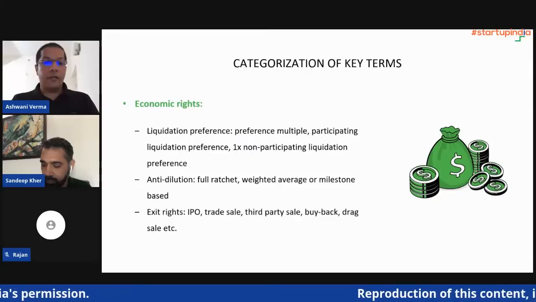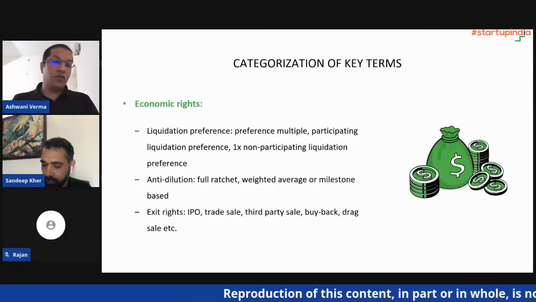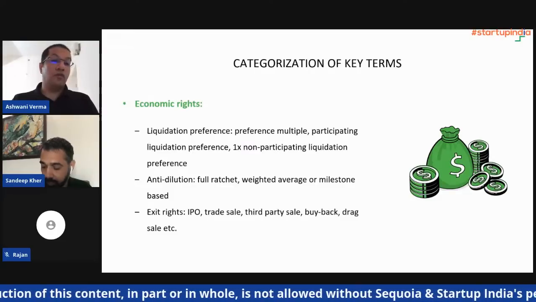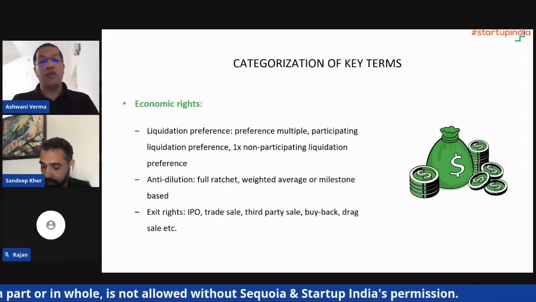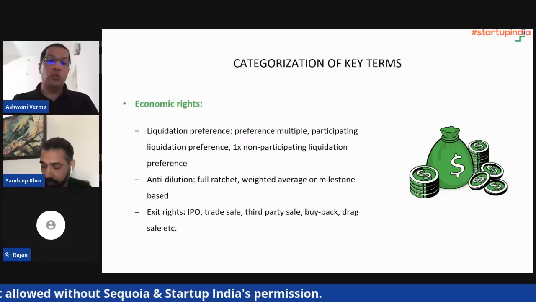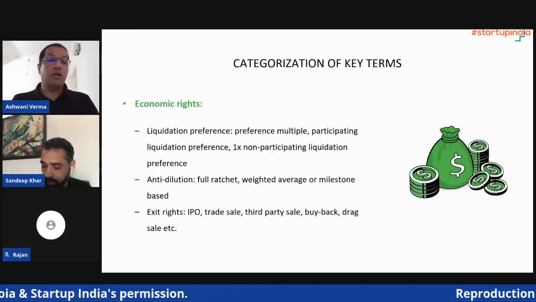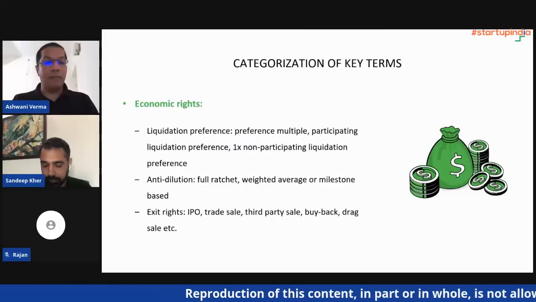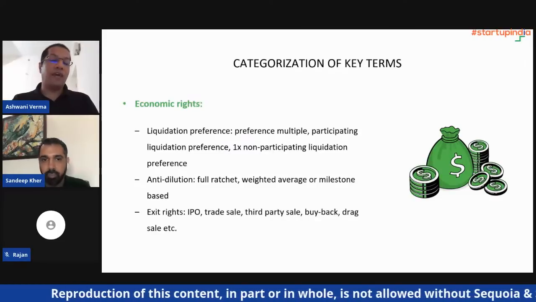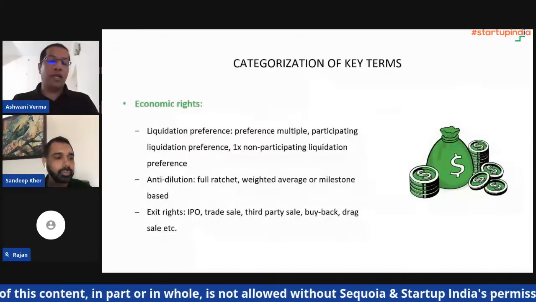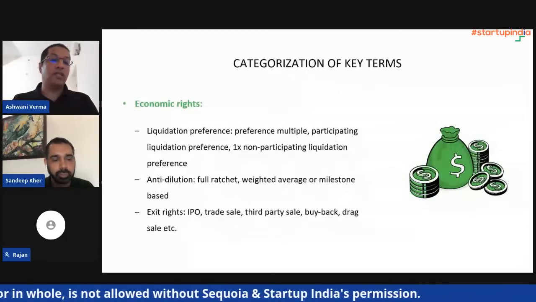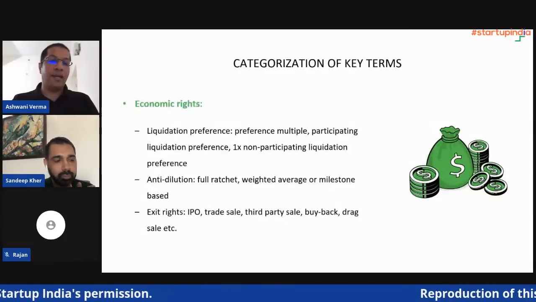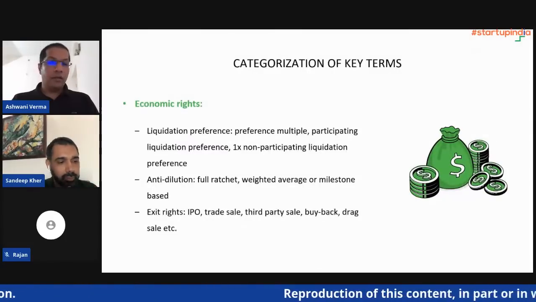The last exit right, which we have seen most commonly, especially if we see this waterfall, would be a drag sale. So if the companies are unable to provide a suitable exit option to the investor within the agreed exit timelines, then investors sometimes have the right to drag all the other shareholders in the company, including the founders, to a prospective buyer, and a drag sale is consummated.